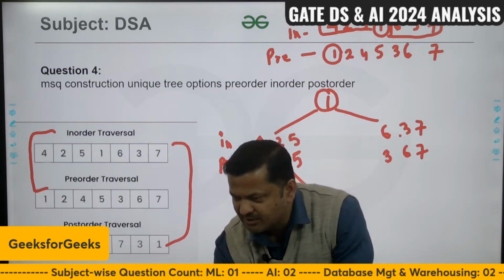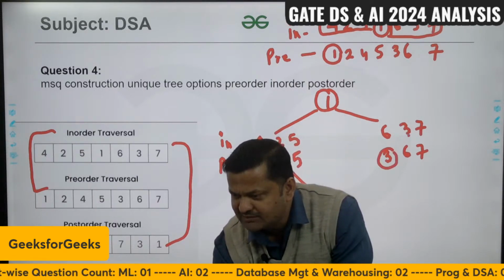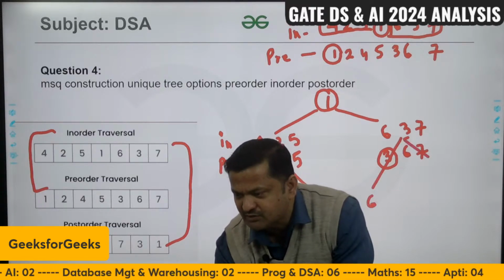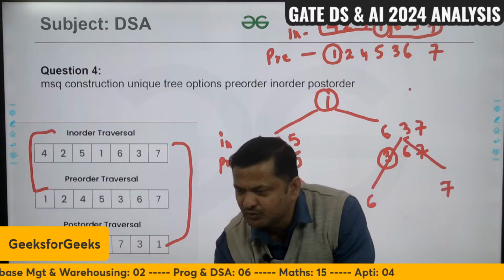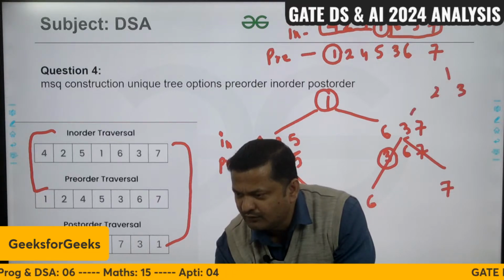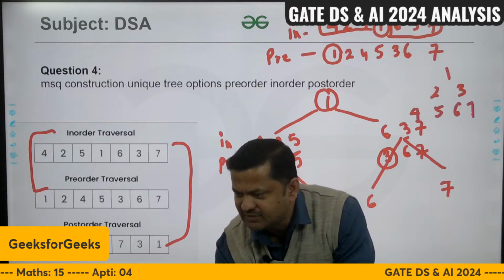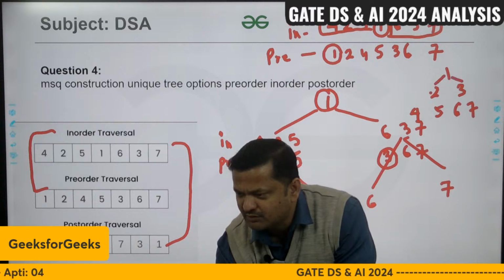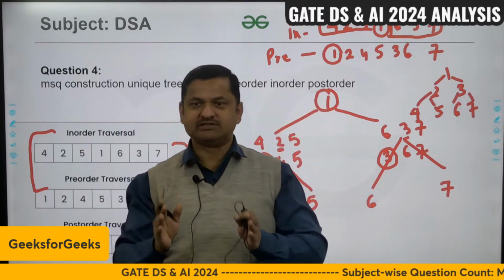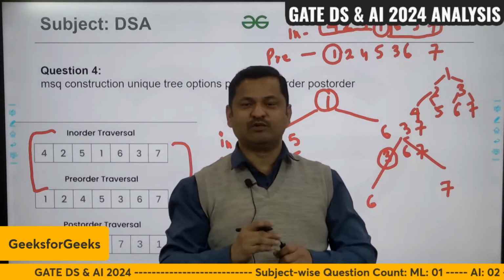Similarly, for the right subtree, 3 is going to be the root, and since 3 is the root, 6 is going to be the left child, and 7 is going to be the right child. So my exact tree must be 1, 2, 3, 4, 5, 6, and 7. This should be the right sequence, and by this process you can easily determine the reconstruction of the tree if the sequence is given to you.